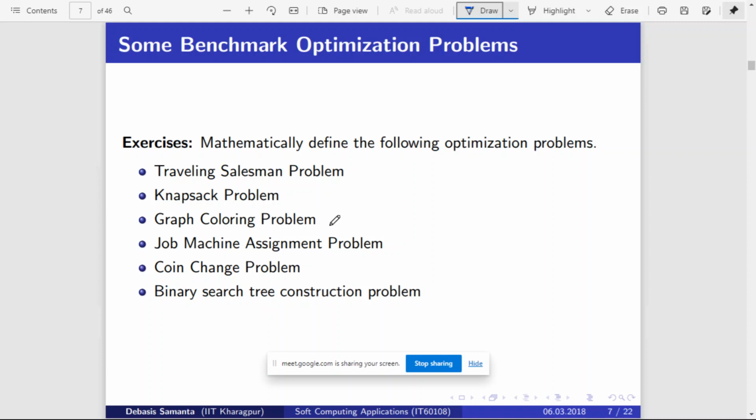So these are some of the classical optimization problems. Traveling salesman problem. In a traveling salesman problem, what do you want to find? You might be aware of this problem. So this is the traveling salesman. He wants to visit many cities, city 1, city 2, city 3, city 4, like that he wants to visit many cities. He knows the distance between each and every city from his current location.